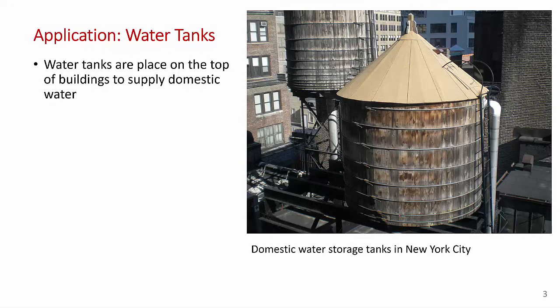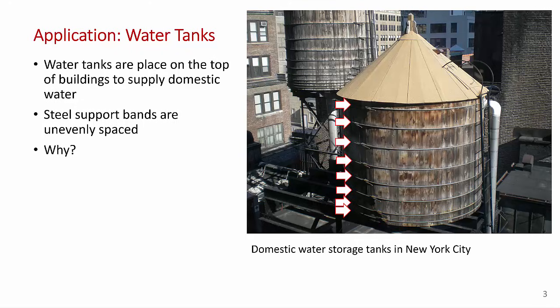Okay, and here's an everyday application of this concept. What I'm showing here is a picture of domestic water storage tanks. They're put at the top of buildings. This is in New York City. They have a lot of these tanks that are made out of wood planks, and you'll see these steel rings, these steel bars that go around. And if you look closely, you can see that they're unevenly spaced. They're widely spaced at the top of the tank and very narrow at the bottom.